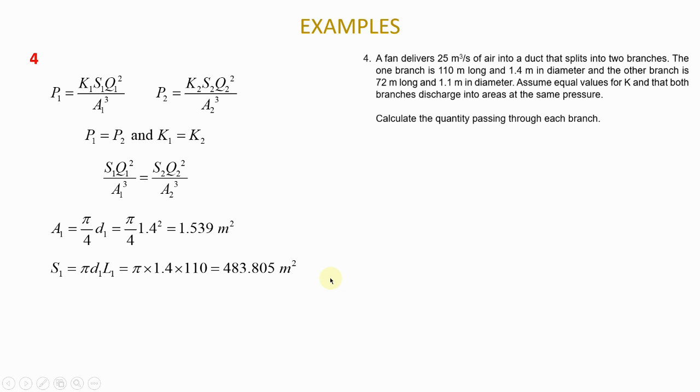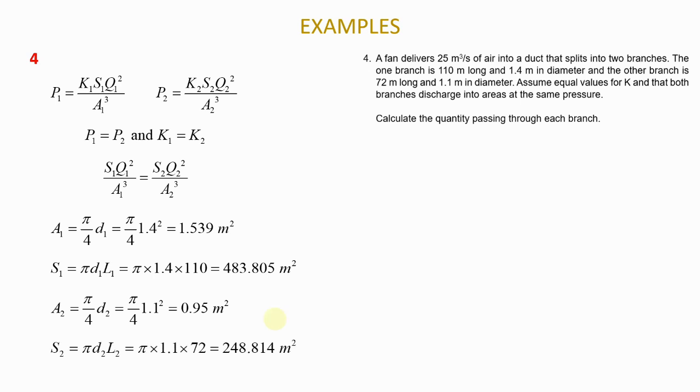And then we do the same thing for the second branch. We first find its cross-sectional area, and the diameter D2 is 1.1. Remember I said the second branch is my 2, so its diameter is D2, so 1.1 is D2. Using your calculator, you find that the cross-sectional area of the second branch is 0.95 square meters.